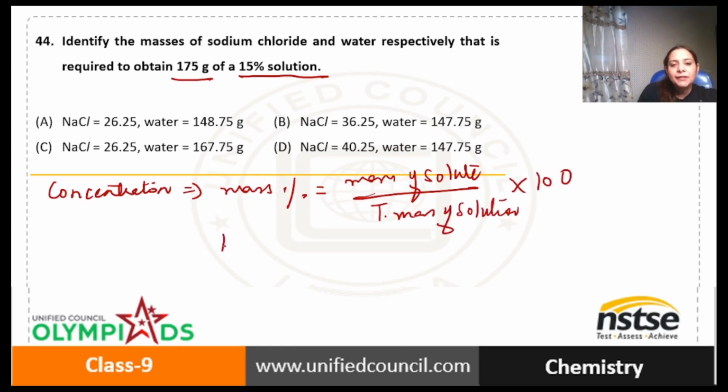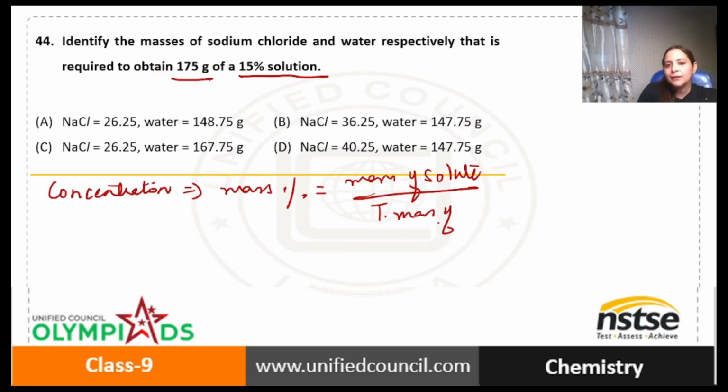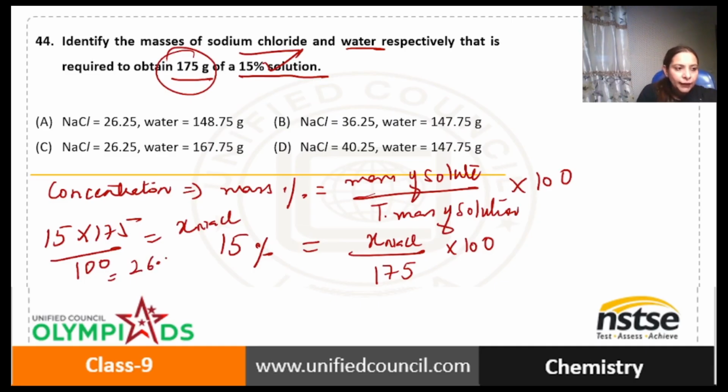Now here mass percentage is already given. See, it is given 15%, and the total mass of the solution is also given, 175. But we don't have the masses of sodium chloride and water. So let's solve for sodium chloride first. So simply you can find it out: 15 into 175 divided by 100 will give you the mass of NaCl. And if you solve for it, you will get the answer as 26.25 grams.